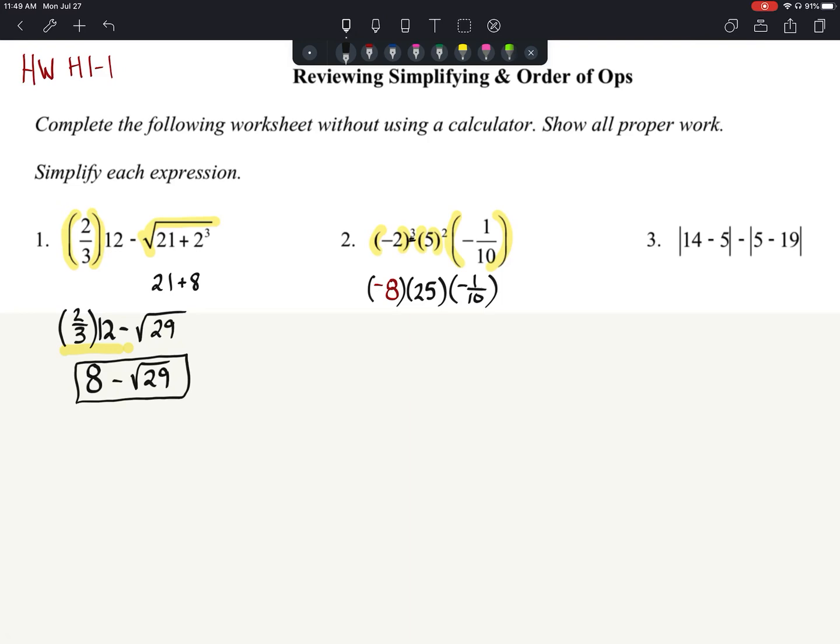So now we've got just multiplication here. So let's start with the first two. We've got -8 times 25 should be a -200. And we're going to multiply that times a -1/10. Well, first thing we know here, negative times negative is going to give us a positive. And then when we multiply 200 times 1/10, that's the same thing as saying 200 over 10, right? Or dividing 200 by 10, which is just going to give us a positive 20.